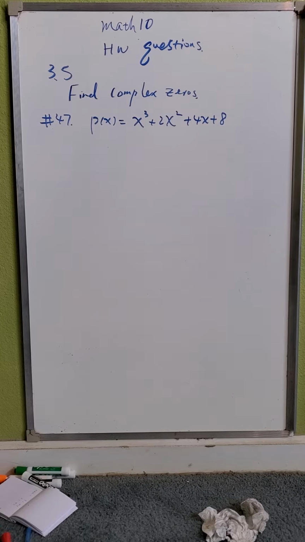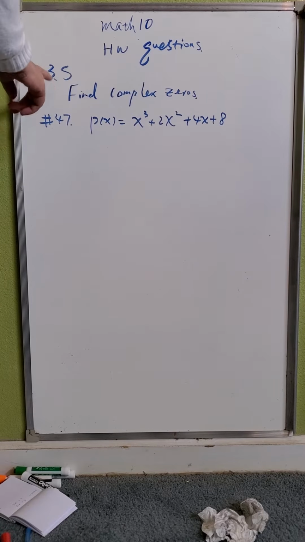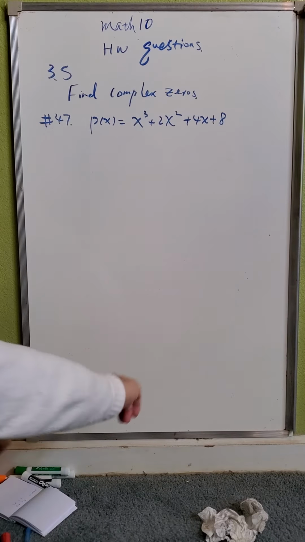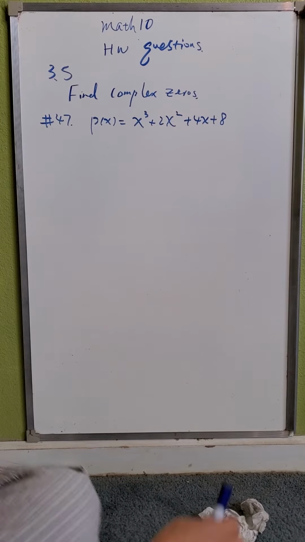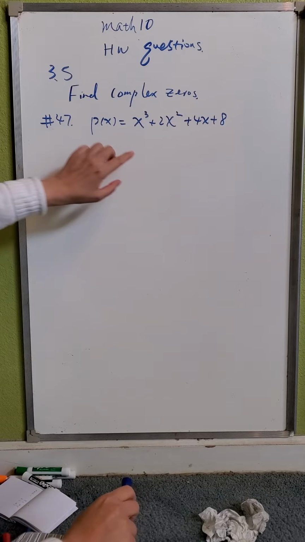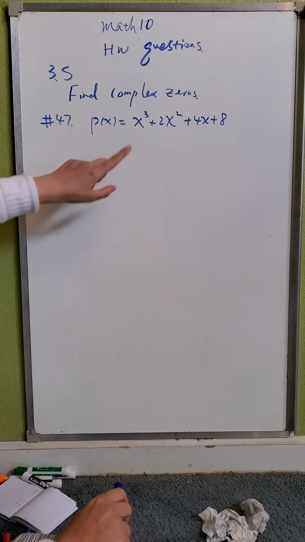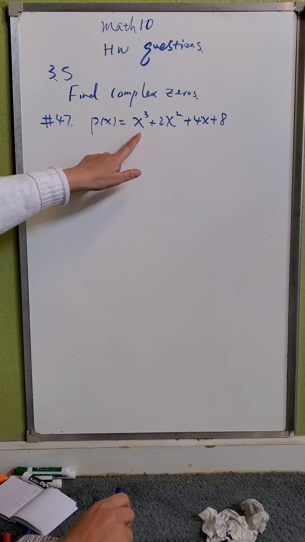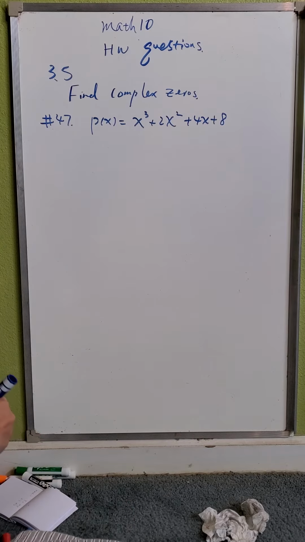This is to answer a homework question for Math 10. Okay, it's 3.5, number 47. To do this problem, we need to find all the complex zeros, which means solving the equation. There's a degree 3 here, which means you're going to get 3 solutions. So how do we narrow down the solutions?